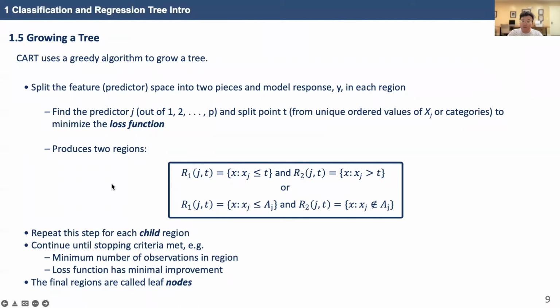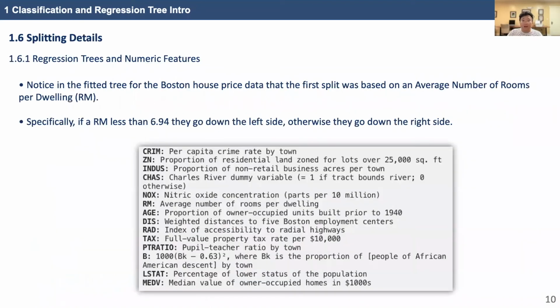Once the regions R1 to RJ have been created, we predict the response for a given test observation using the mean of the training observations in the region to which the test observation belongs. Okay, let's go back to the Boston house price example. Please notice in figure 3 for the Boston house price data that the first split was based on the average number of rooms per dwelling, the RM. Specifically, if RM is less than 6.94, they go down the left side, otherwise they go to the right side.